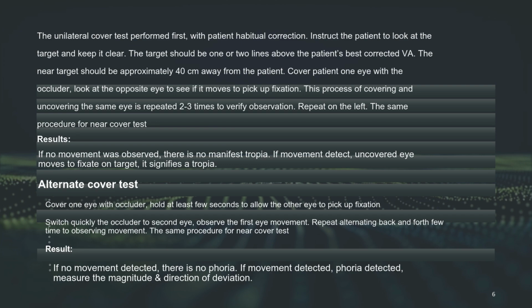Alternate cover test. Cover one eye with the occluder, and hold for at least a few seconds to allow the other eye to pick up fixation. Switch the occluder quickly to the second eye, and observe the first eye's movement. Repeat alternating back and forth a few times, observing movement. The same procedure is used for the near cover test. Result: if no movement is detected, there is no phoria. If movement is detected, phoria is detected. Measure the magnitude and direction of deviation.